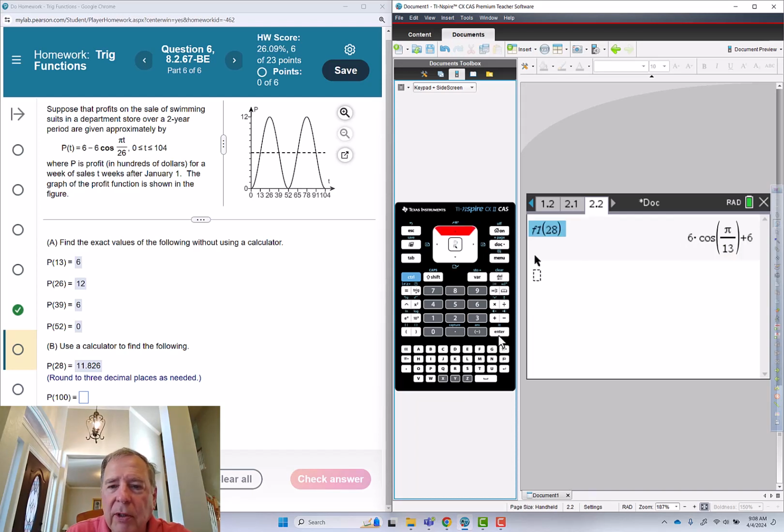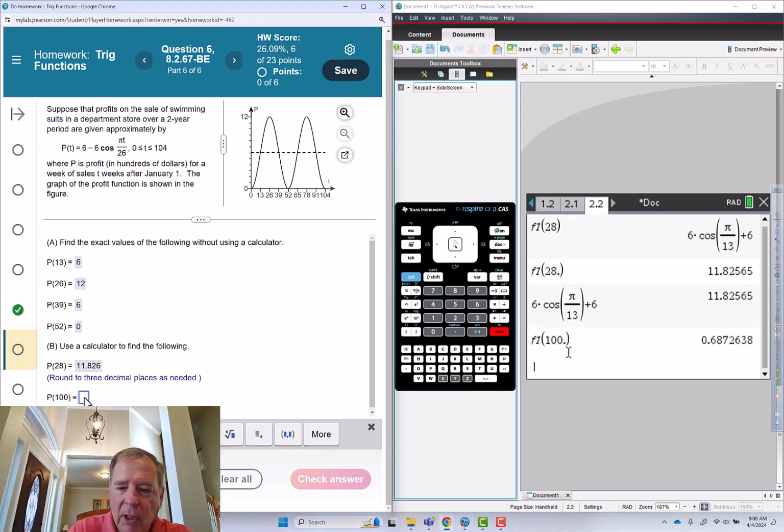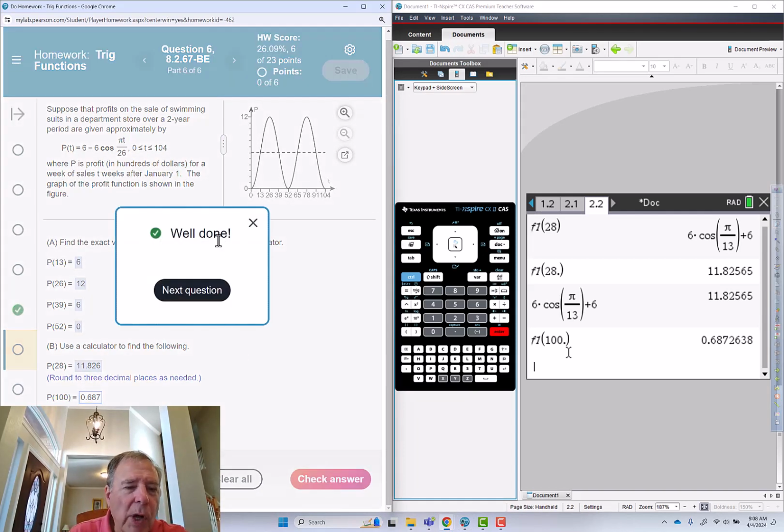If I want the decimal answer, I can either put in a decimal point, or I could go up here, grab it, control, enter, and get the decimal answer. Then P at 100, since I'm here, and I'm going to put in a decimal point to get a decimal answer. So 0.687. Check answer. Well done, and that concludes this video.